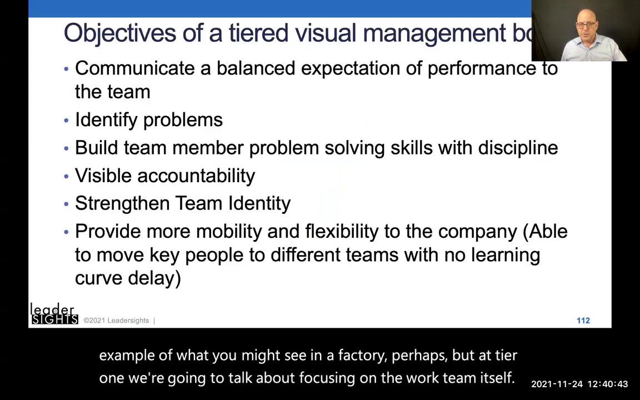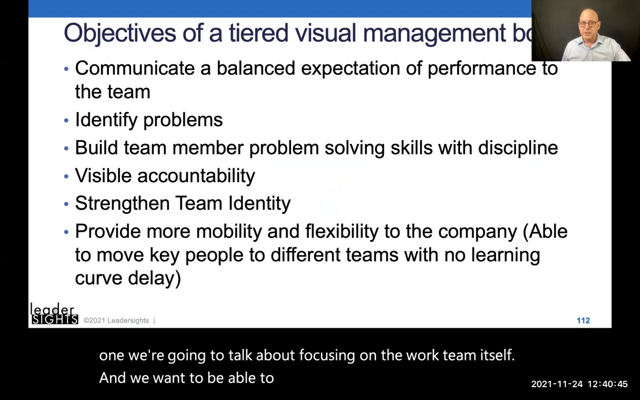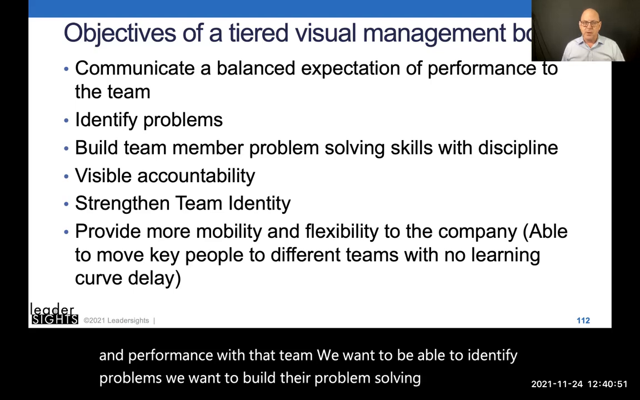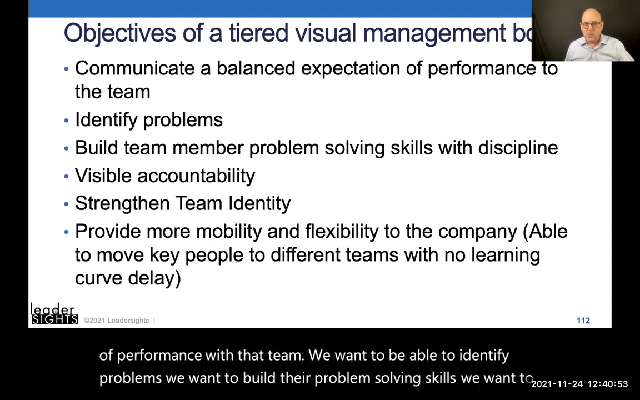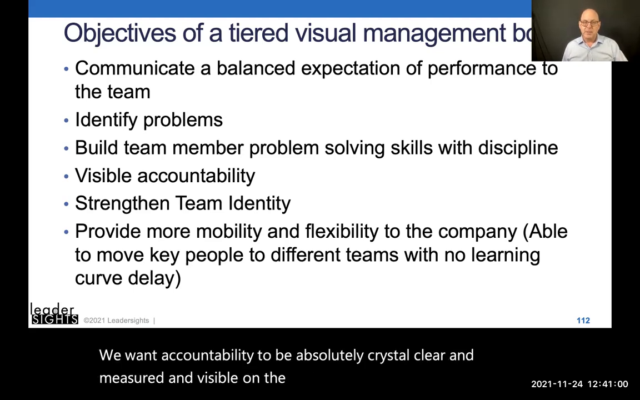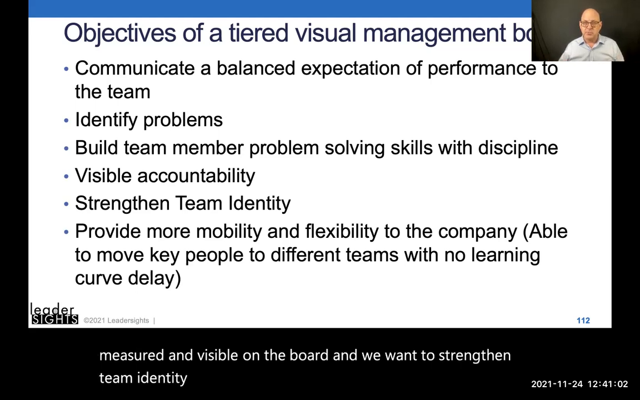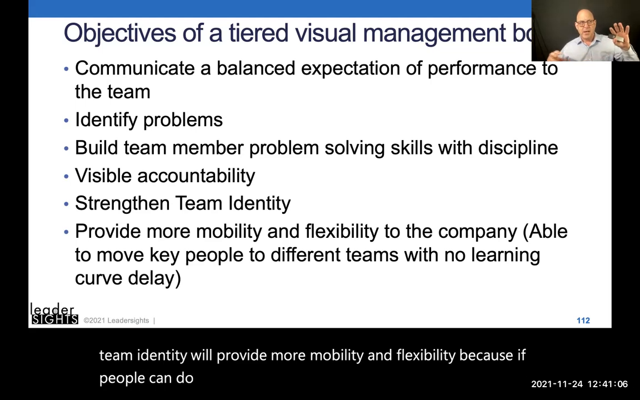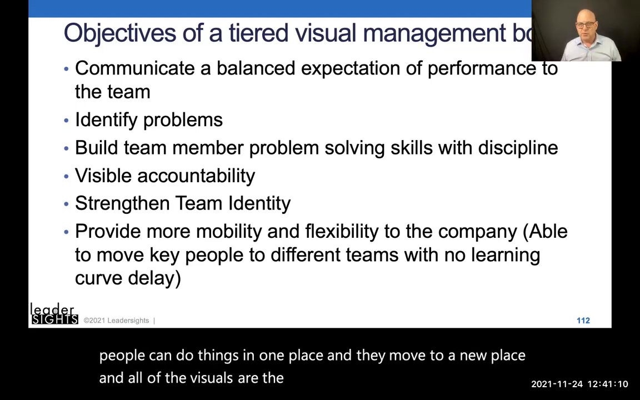But at tier 1, we're going to talk about focusing on the work team itself. And we want to be able to communicate a balanced expectation of performance with that team. We want to be able to identify problems. We want to build their problem-solving skills. We want accountability to be absolutely crystal clear and measured and visible on the board. And we want to strengthen team identity. We want to provide more mobility and flexibility, because if people can do things in one place and they move to a new place and all of the visuals are the same, they're going to be much more effective there.